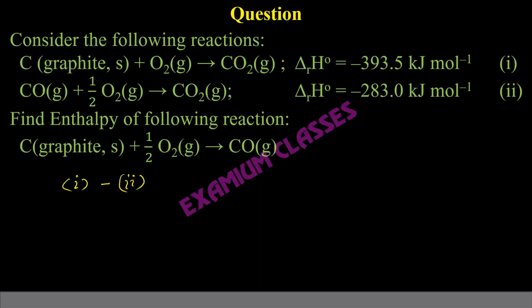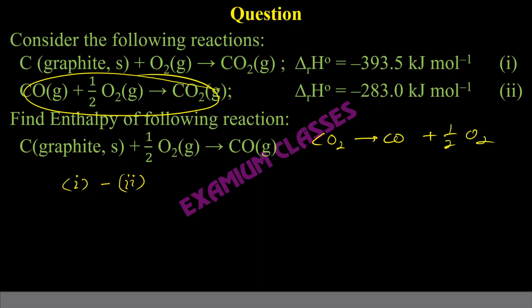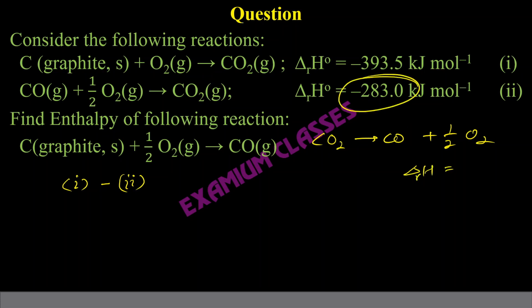Addition after reversal is actually subtraction. So the way is you need to subtract it. Why? Because CO2 gives CO plus half O2. I have reversed this reaction, okay. So here delta H of this reaction will be, instead of negative, positive 283.0 kilojoules per mole.